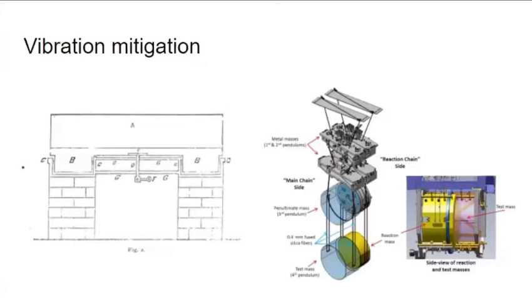The active mitigation strategy involves the detection of seismic vibrations, and the whole experiment is suspended on actuators. Those actuators respond to vibrations detected in the ground, and therefore can be used to counteract those vibrations and keep the setup still.